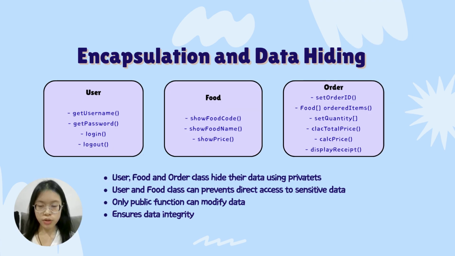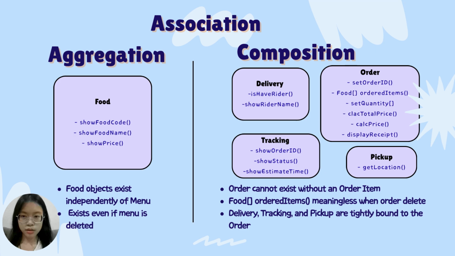In the user, food, and order classes, we apply data hiding to hide sensitive data like password and price using private attributes. Encapsulation can prevent unauthorized change by ensuring that only public member functions can modify data such as updating the price of food. In association, for the aggregation, our food object exists independently of the menu. If the menu is deleted, the food item remains in our database.